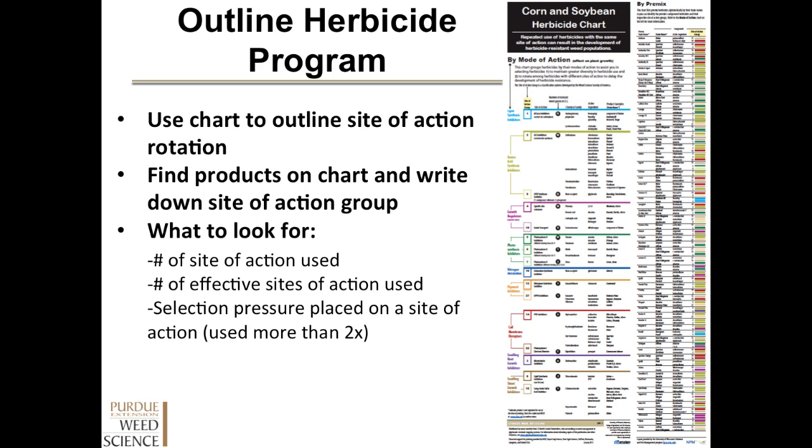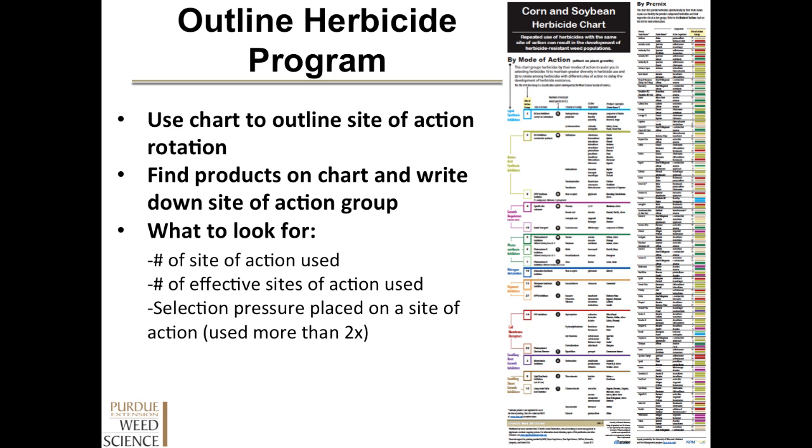The one thing we want you to look for once you write down all your site of action numbers that you're using in one season, or if you want to extend it out for 2 seasons, is the number of sites of action that you've used. Not only do we want you to look at that, we want you to look at the number of effective sites of action that you've used. And when I say effective sites of action, if you have a resistant weed, if you're spraying that site of action on that weed, it would not be considered an effective site of action.